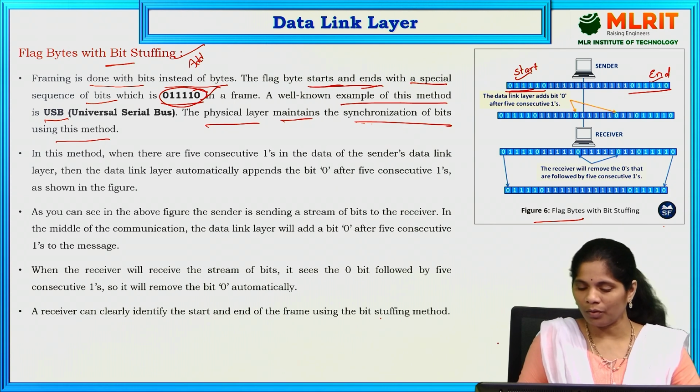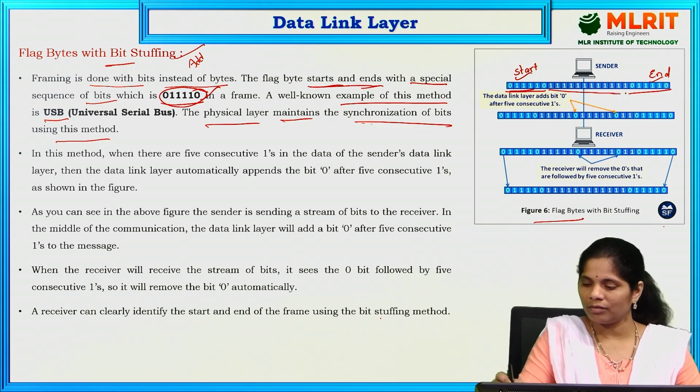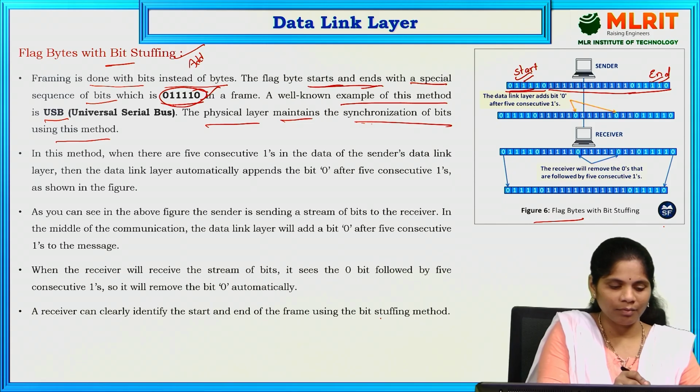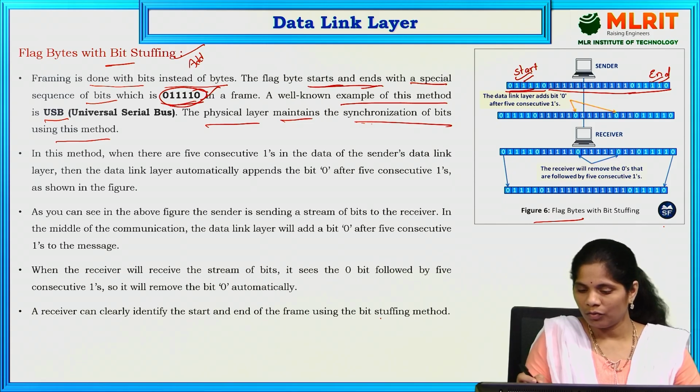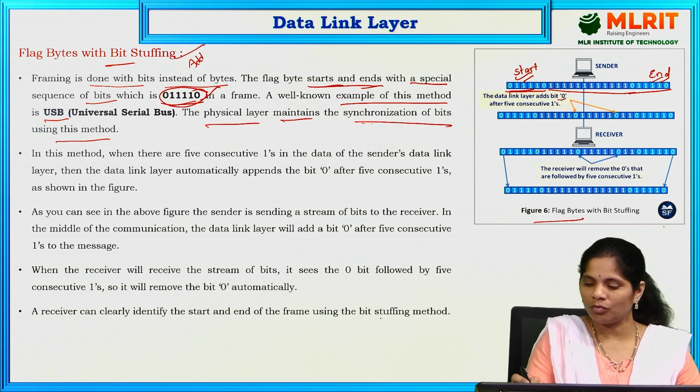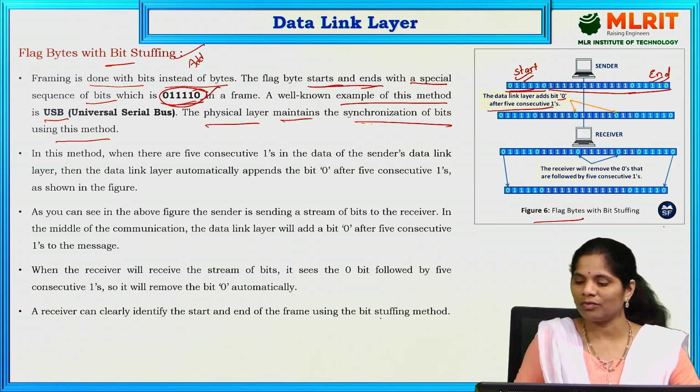See this example. This is the original data. This is the starting and ending, because we are adding some sequence of bits to this particular frame. That is the starting and ending. So the data link layer adds a 0 after 5 consecutive ones. Here all 5 ones are there, all ones are in this particular frame.